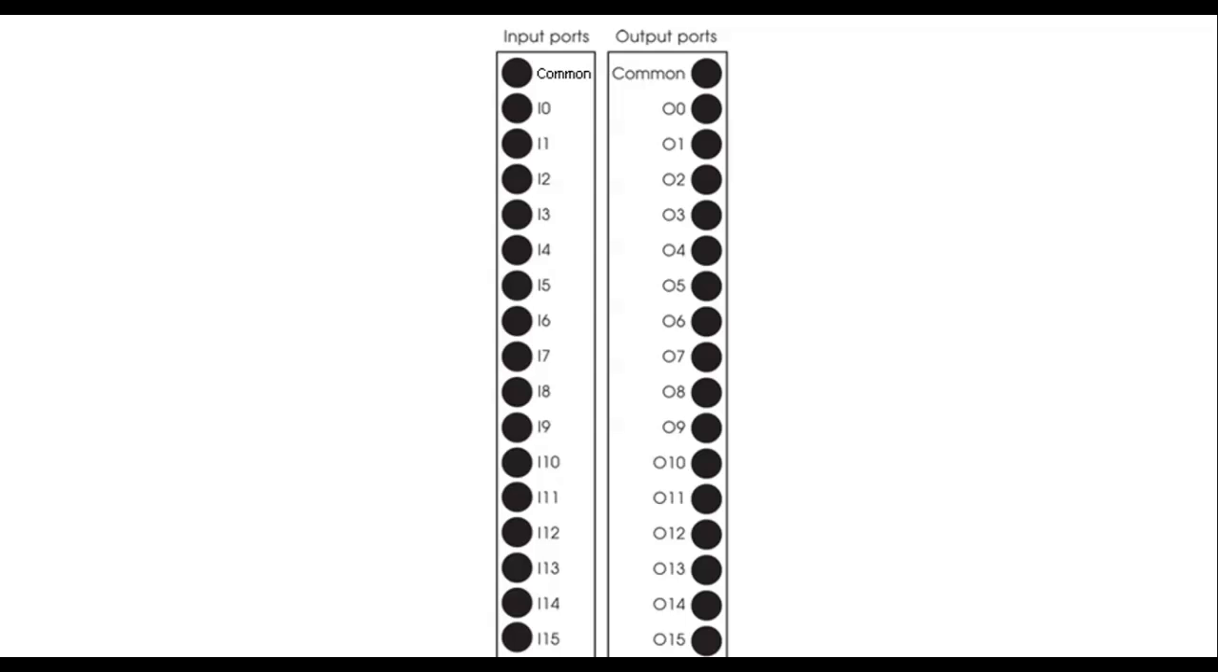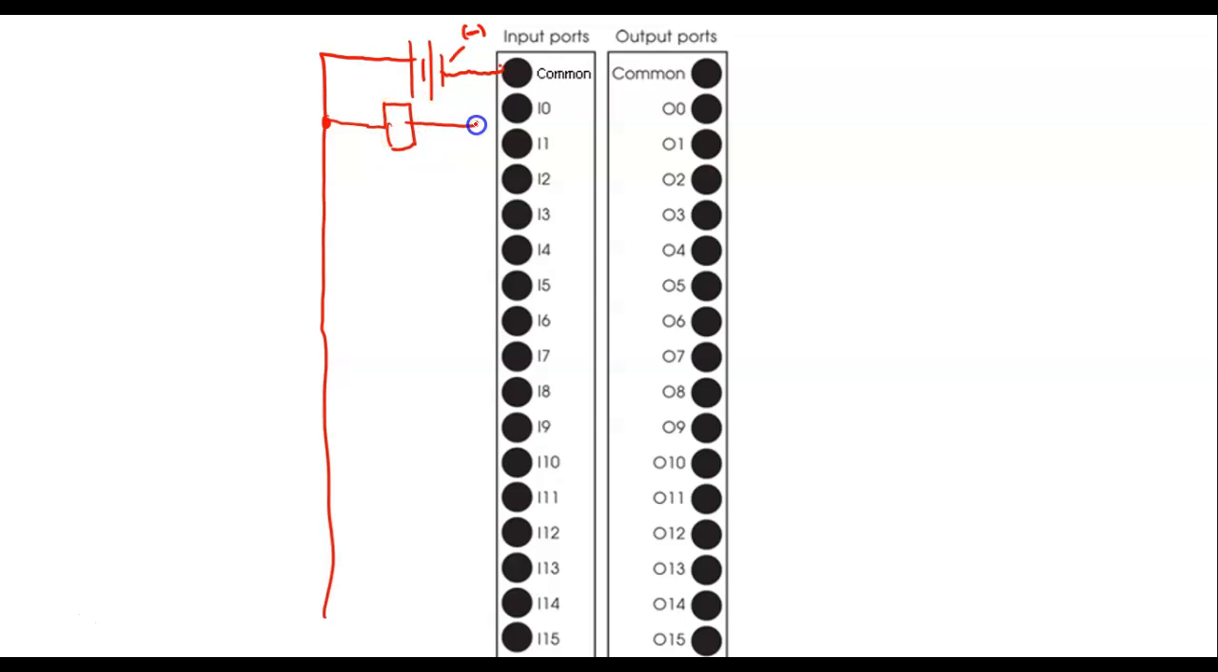So technically what we do is we have a common on these inputs, and then we come over here. If we're running sinking, then we would put our negative on our DC source. Hopefully y'all know the short line is the negative polarity. And then we run the positive down through here. Then we connect our device. Let's say it's some type of sensor. We would connect it to one of our input ports.